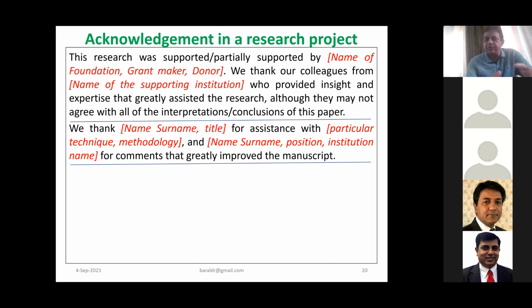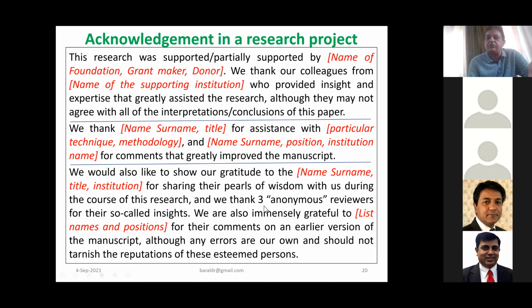We thank some people, like a surname or title, and for assistance, what assistance they have provided, and their comments or whatever is there. You write like that. And we'd like to show our gratitude to someone, like that. If your colleague has assisted you for reviewing, not peer reviewing, then you can write that. But we usually do not write in detail in a research paper, write few things only.